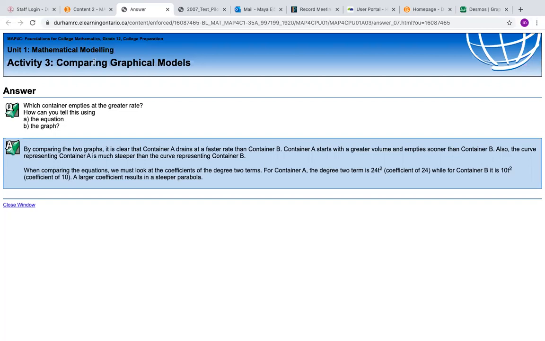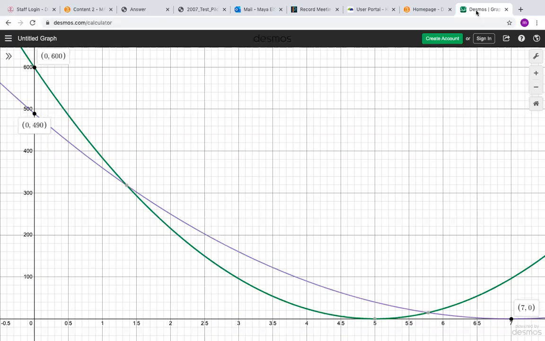So I'm looking at the coefficient here. The first one is 24t squared. The second one is 10t squared. So the coefficient is 24 versus 10. So the larger coefficient gives me a steeper graph, right? So the larger coefficient gives me a steeper graph, which means the green one is going to have a steeper graph, which means it's going to empty faster.